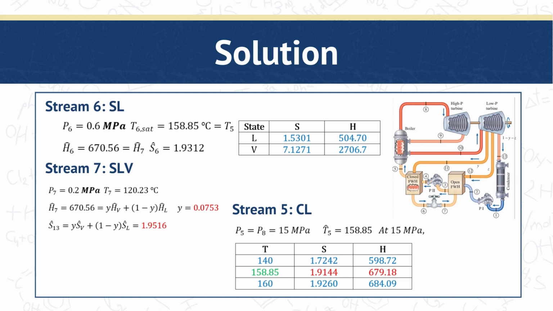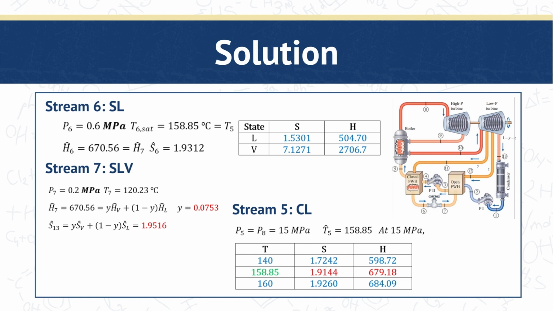and we now have stream 7, which is a saturated liquid-vapor mixture. As we have obtained from stream 13, we need to get the vapor quality. So P7 is 0.2 megapascals, T7 is 120.23 degrees Celsius from the saturation table, and then we need to get the weighted sum, which is 670.56, to get the vapor quality, which is 0.0753. And from that, we can get the specific entropy of stream 7.